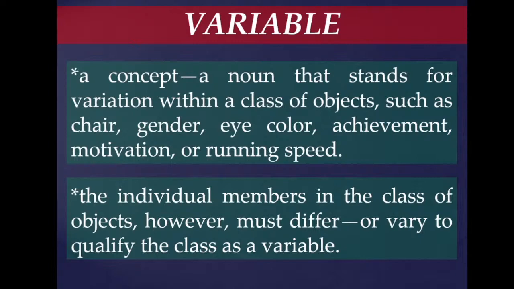Class, a variable is a concept, a noun that stands for variation within a class of objects. Anything in this world that has categories in terms of quantity or quality can be considered a variable. Which things in this world may be different from one person to another? Do all people have the same height? Of course, the answer is no. So, can we consider height as a variable? Yes. Why? Because this characteristic is not similar to all people.